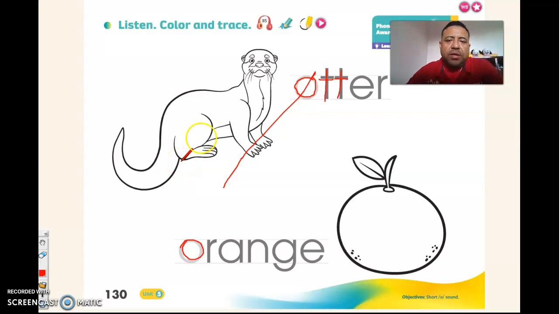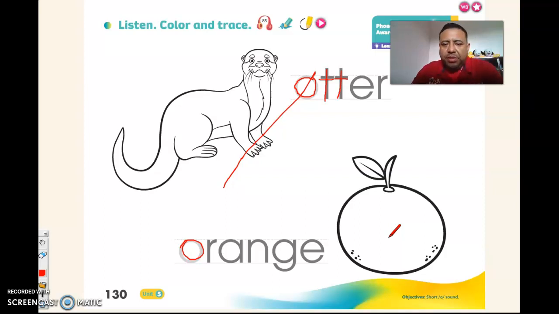Y vamos a dibujar nuestros amiguitos, the otter and the orange, la naranjita. Del color que ustedes quieran, any color. But please practice the letter O, otter, orange, open. Abrir, open. También empieza con la letra O, open.